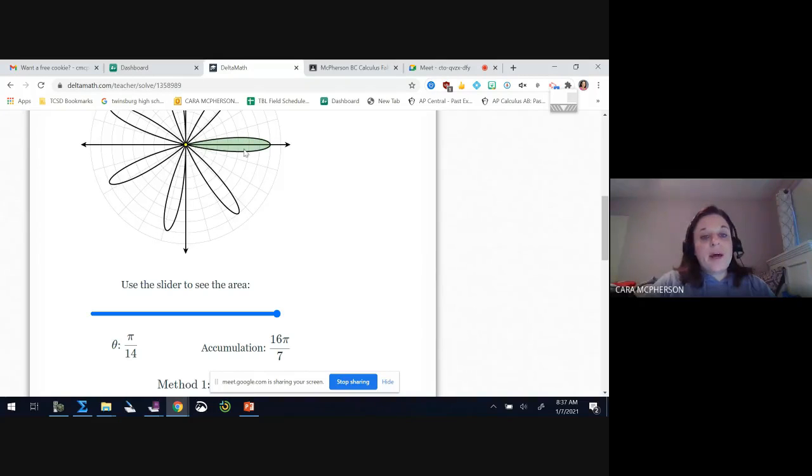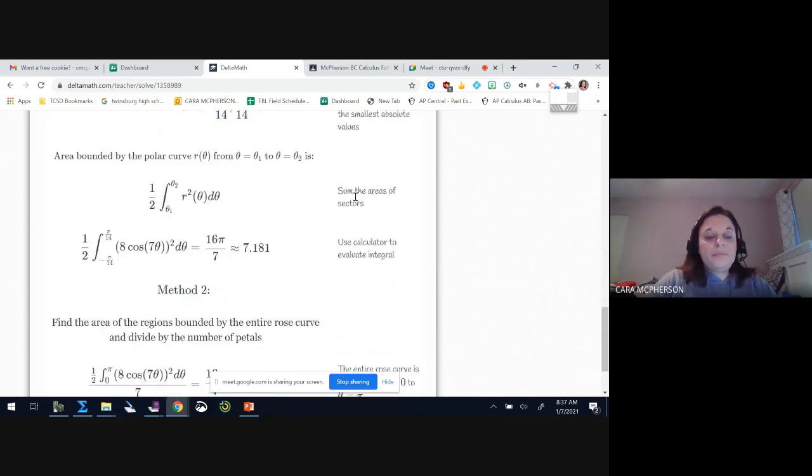So we start at negative pi over 14, we end at pi over 14. Now another option is you could just go from 0, which is this polar axis, to pi over 14, and then double your answer. That would give you half of the petal, then double it, you get the full petal. So here's your setup.